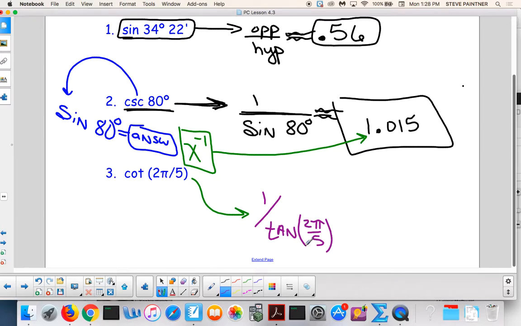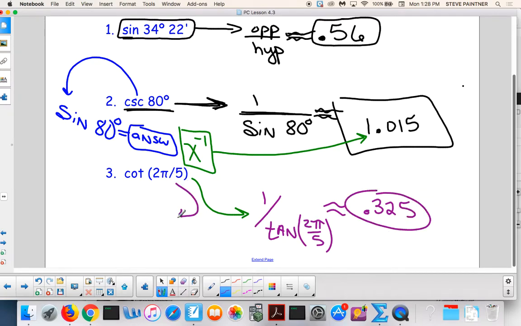Brandon just said, well, cotangent and tangent are reciprocals. So if they tell me cotangent, I'll do 1 over tangent of this. He's right. What'd you get? 0.325. Good.